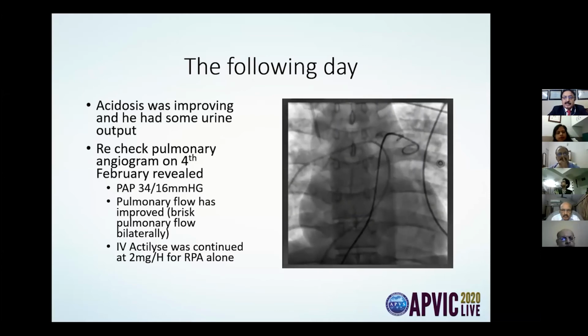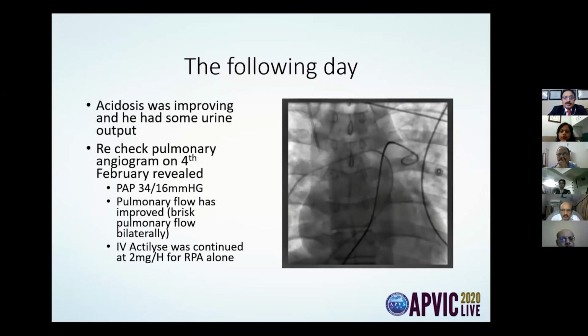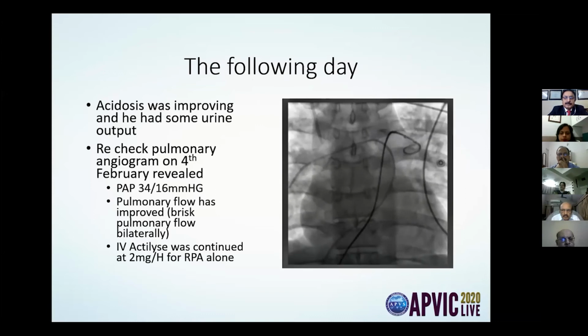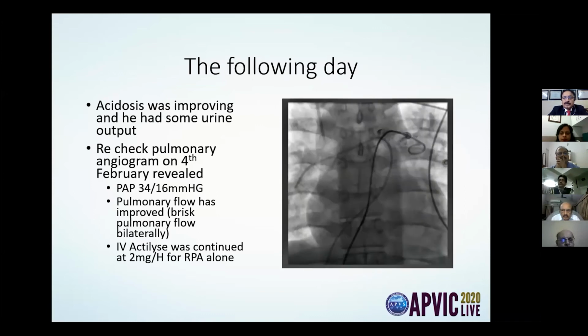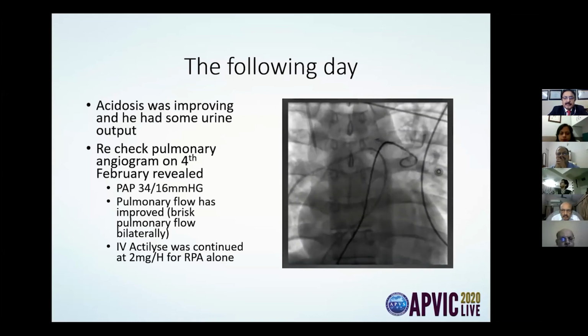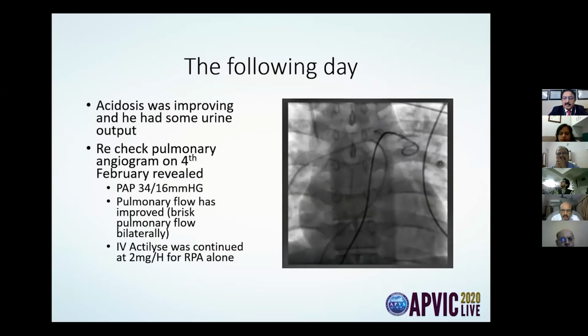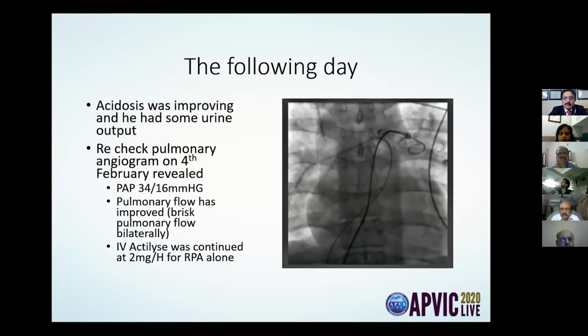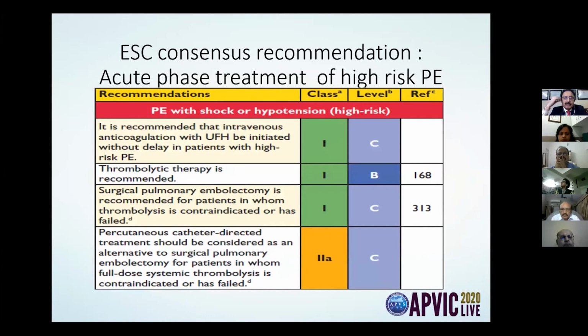We did a recheck angiogram on the next day, which revealed the PA pressures have come down to normal. The pulmonary flow has improved. As you can see, the brisk flow in both pulmonary arteries, and the injection was continued for more time because we can still see some clots there.